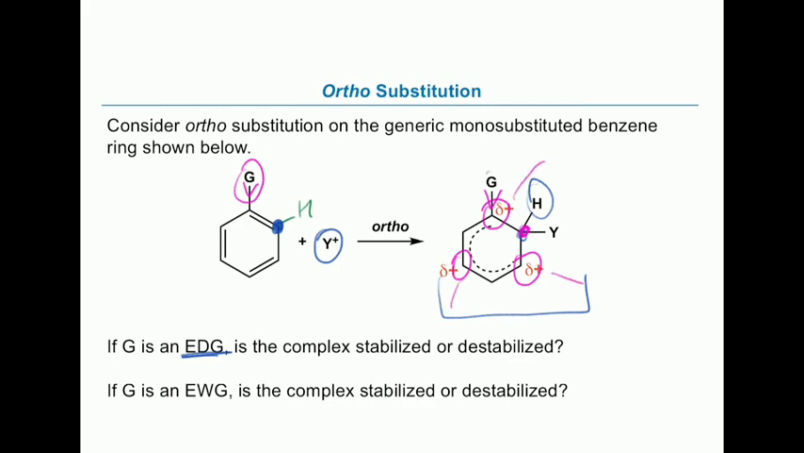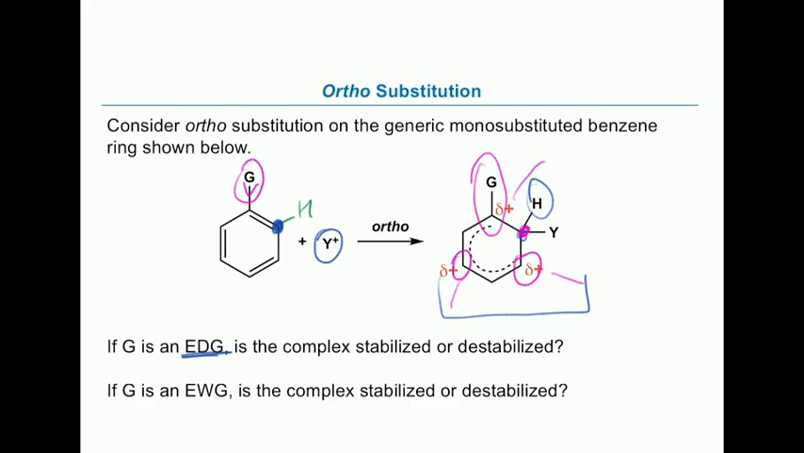Which means if I have a donor group right here, this interaction is being stabilized. The positive charge that would result at that position has a helper now that's helping it out. Versus if the G was never there at all, it has to just deal with the positive charge. So if this is a donor group, we're stabilizing specifically that interaction, which is going to generally lower the energy of the resulting carbocation, right?